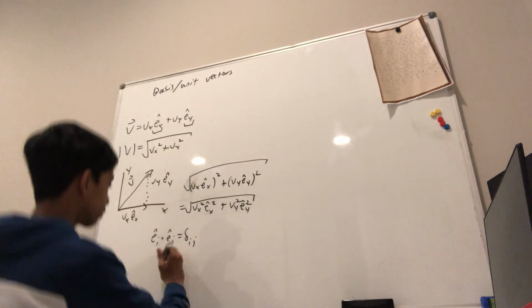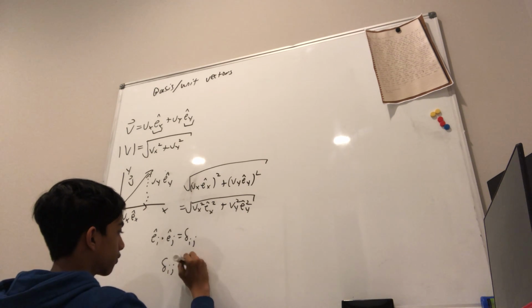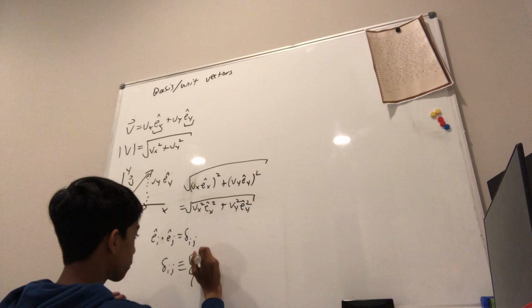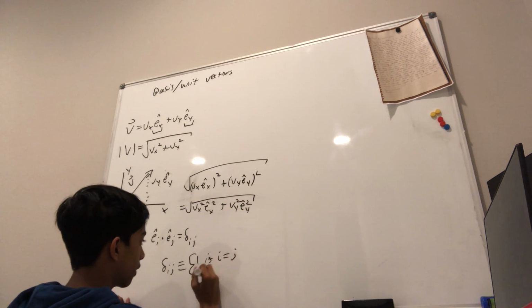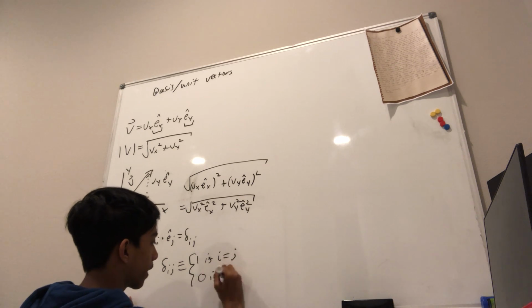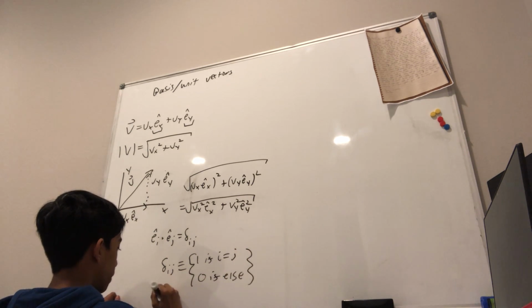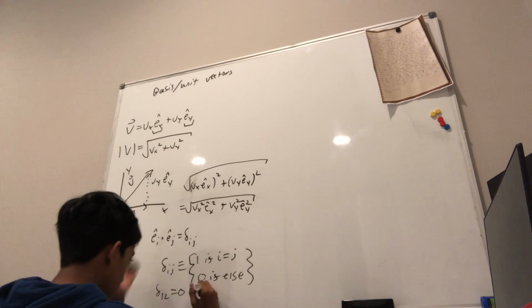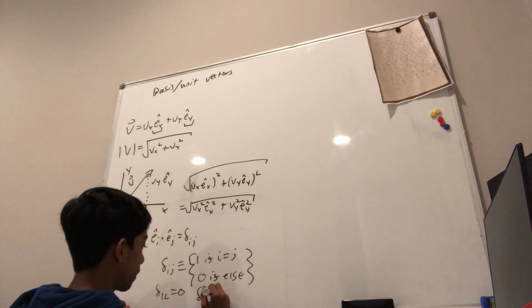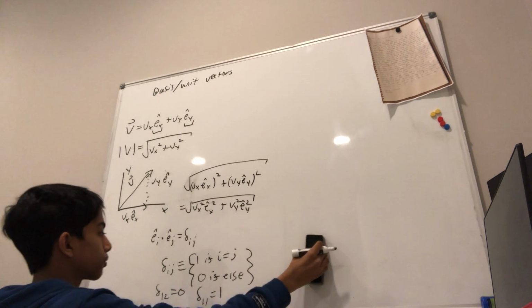Basically, the Kronecker delta, delta ij, is defined as 1 if i equals j, and 0 otherwise. Like, let's say we have delta 1 2. Well, that's just equal to 0 because i is not equal to j. But delta 1 1 is equal to 1 because in this case, i equals j. It's a simple concept.